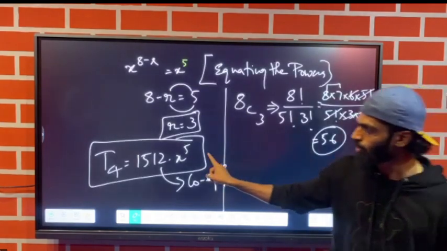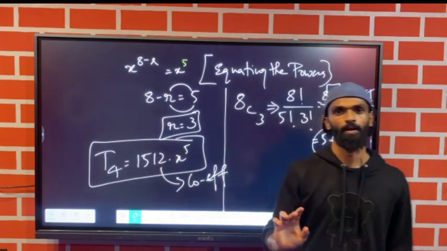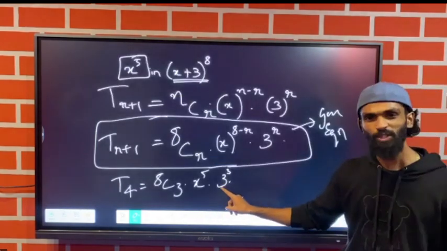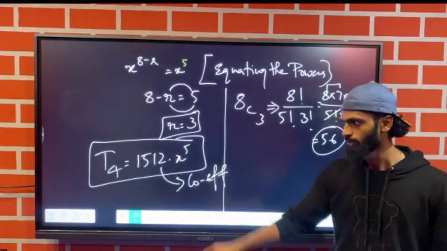So the final answer is not this. Don't get me wrong. The final answer is only 1512. How do I get 1512? 8C3 is 56. 3 cube is 27. Multiply both of them. You get 1512, and that's your coefficient.